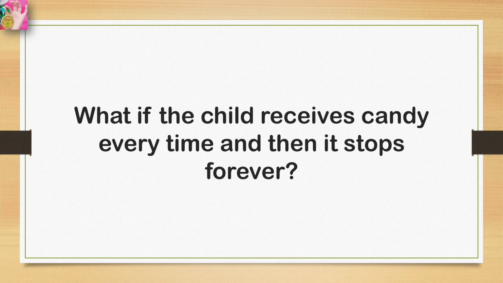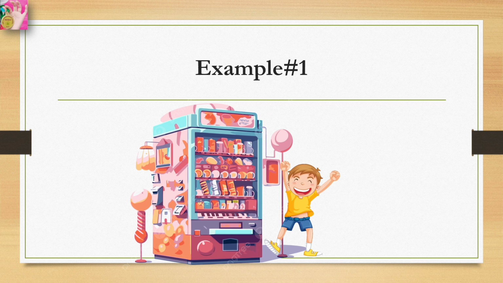But what if the child receives candy every time and then it stops forever? If the child receives a candy every time they put in a coin and turn the handle, and then suddenly the machine stops dispensing candy altogether, they will likely stop using the machine very quickly. And this is because putting in a coin and turning the handle is no longer followed by a reward, and the child has learned to associate the behavior with a consistent reward.